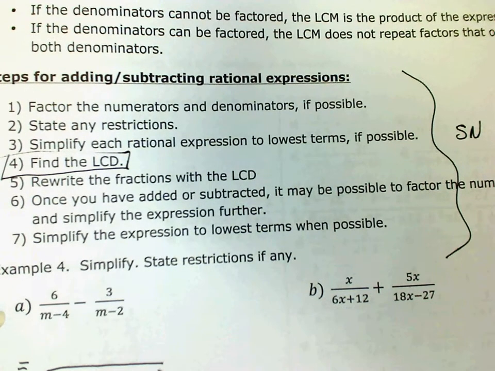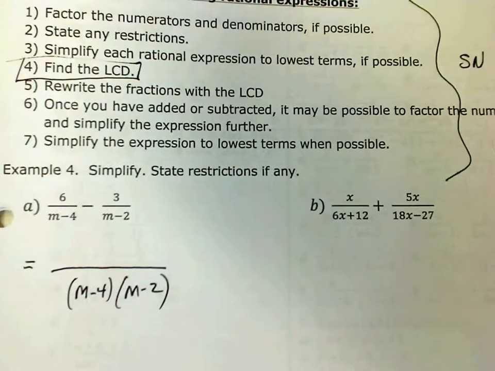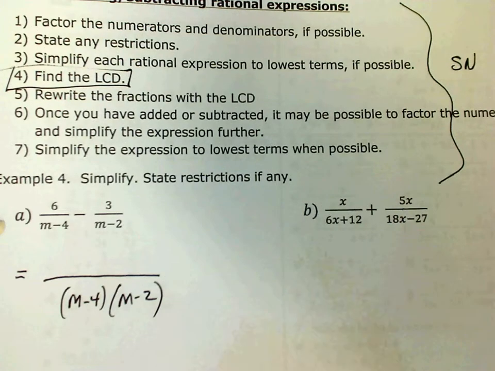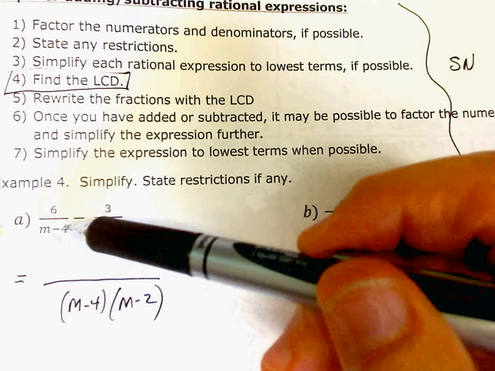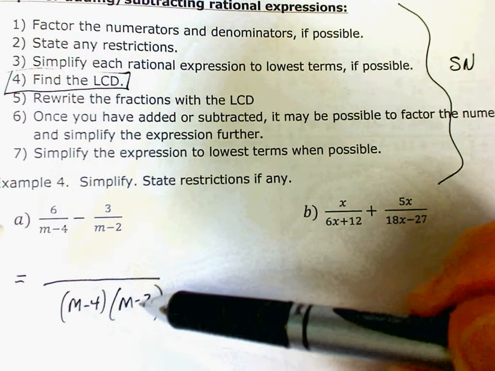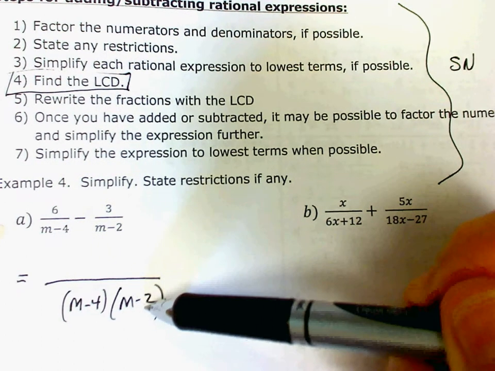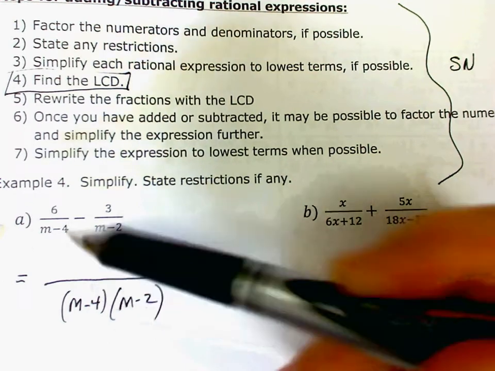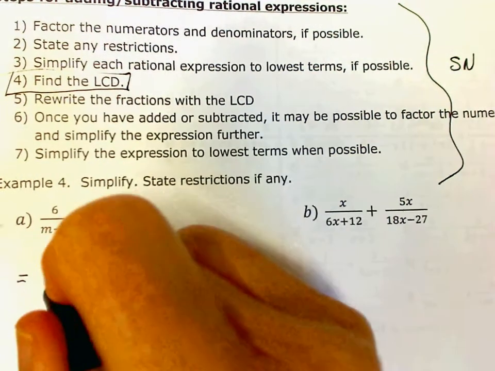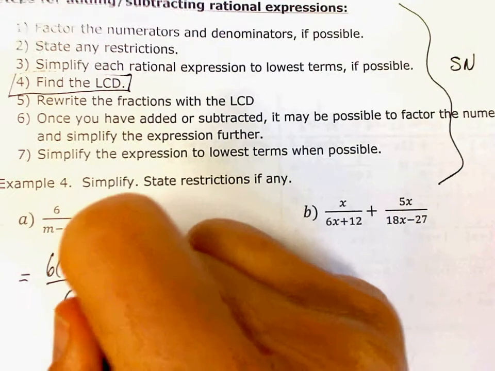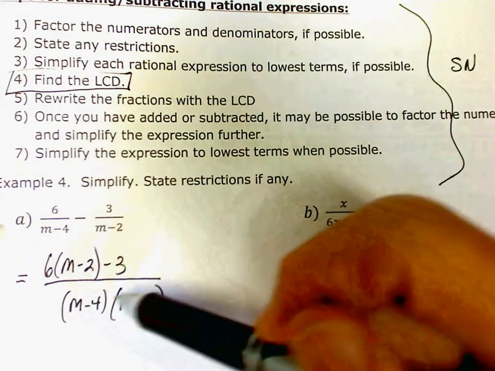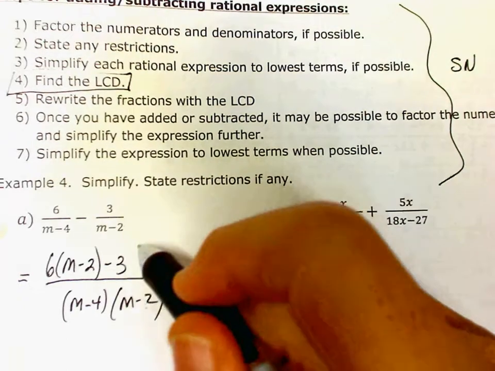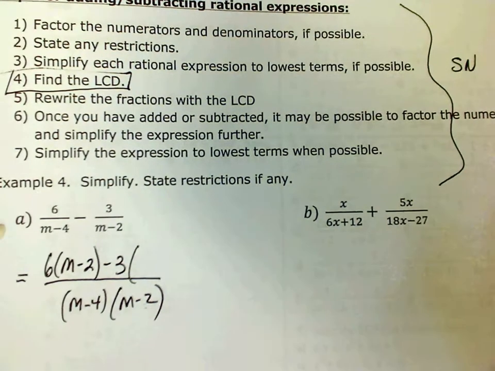Our people are so shy. Okay. All right. Now, to get from m minus 4 to m minus 4 times m minus 2, I had to multiply by m minus 2, right? What do I have to multiply 6 by? Very good. And to get from m minus 2 to m minus 4 times m minus 2, what do I have to multiply m minus 2 by? Very good.